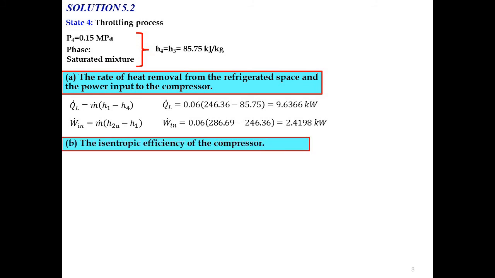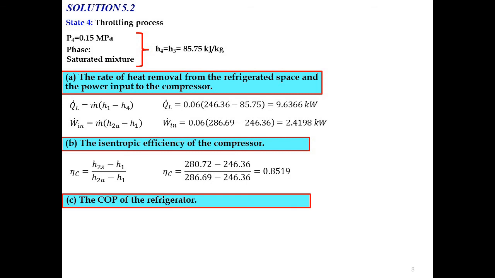Okay, we already answered question A. Question B: you need to determine the isentropic efficiency of the compressor. Referring to the isentropic efficiency for the compressor and also the TS diagram, we have eta C equal to H2S minus H1 divided by H2A minus H1. We already have the values of H1, H2S and H2A, so just substitute into the equation. The isentropic efficiency for the compressor will be equal to 0.8519 or 85.19%.